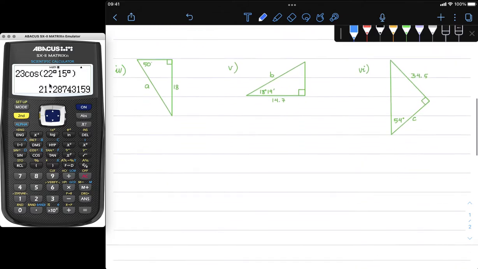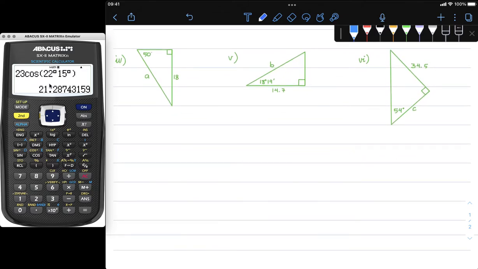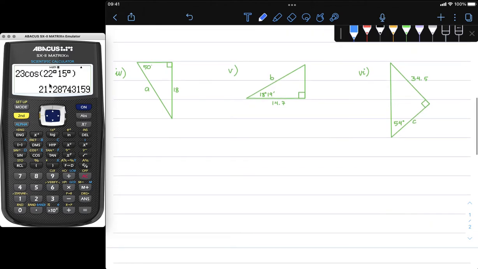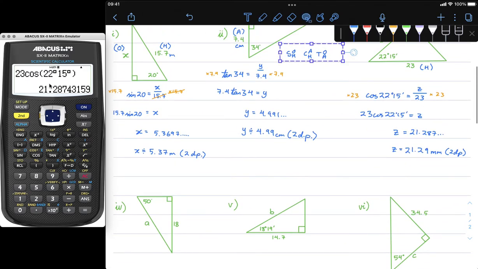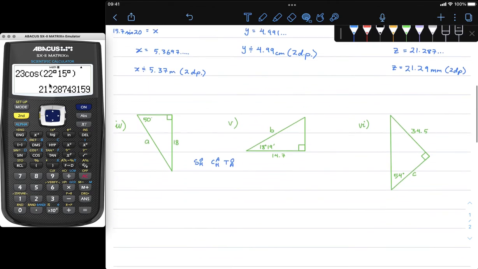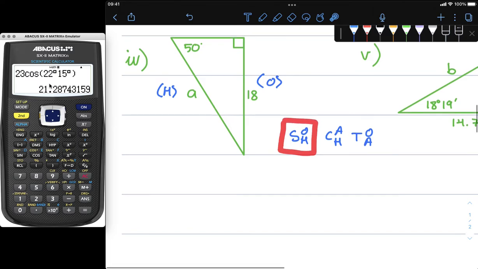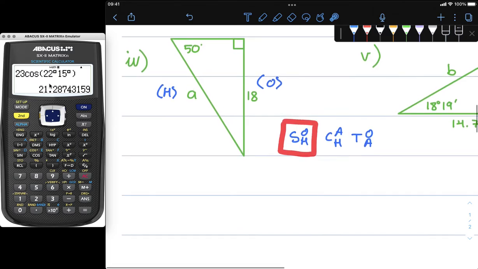Now I'd like for you to pause and take a close look at this one here. Give it a go and you'll notice something slightly different about this sort of example. Okay, so let's continue. Let's pull up our SOHCAHTOA. From our angle, we have the hypotenuse, H, and the opposite, O. There's only one thing that uses opposite and hypotenuse, that is sine.